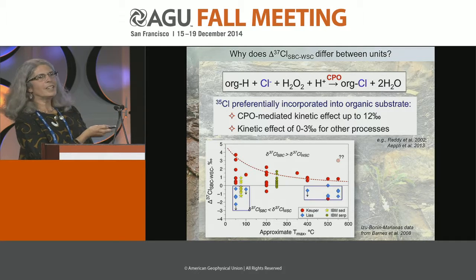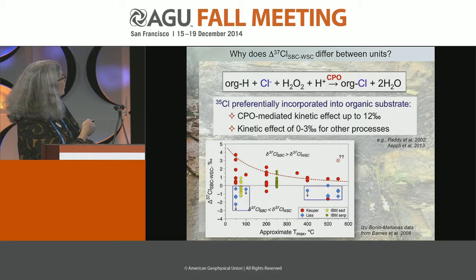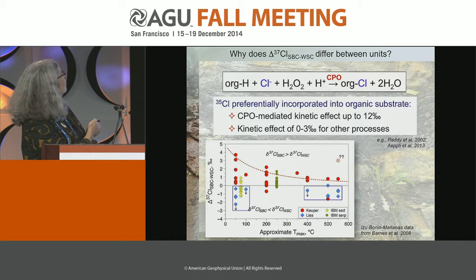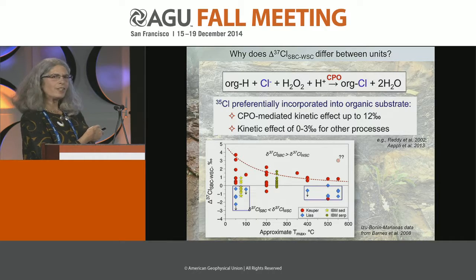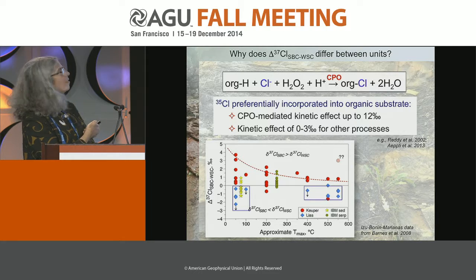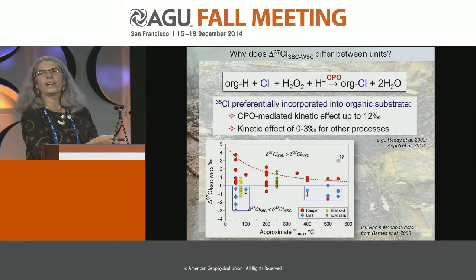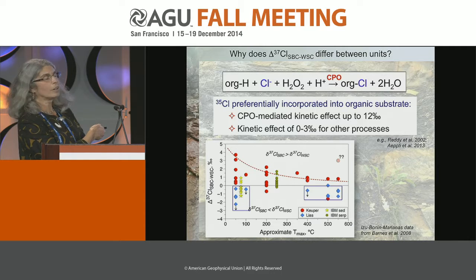For every one of these systems that has been studied experimentally, it turns out there is this large kinetic fractionation, well, not always large, but there is kinetic fractionation in which the 35 chlorine, the light isotope, preferentially goes into the organic matter and leaves the aqueous fluid around it enriched in the heavy isotope. And that's exactly the effect that we're seeing in all of these marine sedimentary rocks and their metamorphic equivalents.